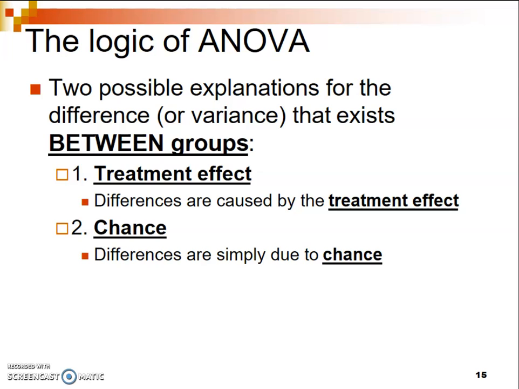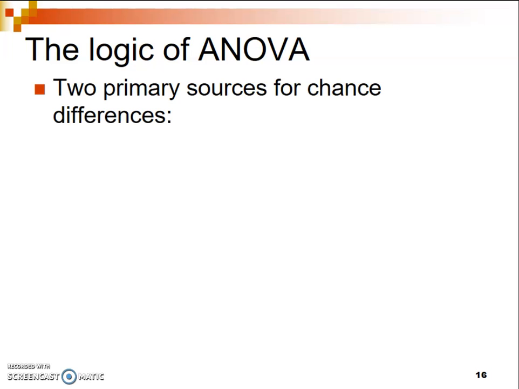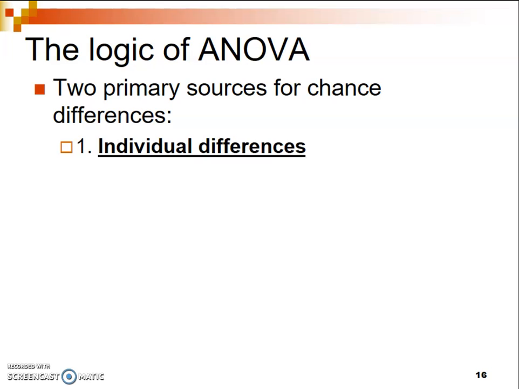So we have different people in these different groups. Those different people are likely to have different levels of aggression before they even came into our study. So those are chance differences that might exist between our different groups. And so the source of these chance differences can be due to a couple of different things. One of the primary sources of chance differences are those individual differences. Like I was just talking about, different people might start out just being more aggressive or less aggressive. That's an example of an individual difference.